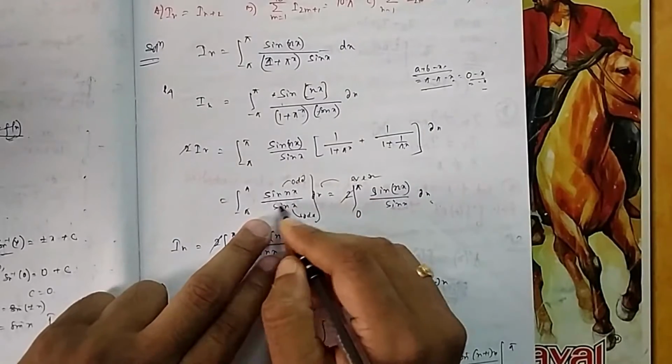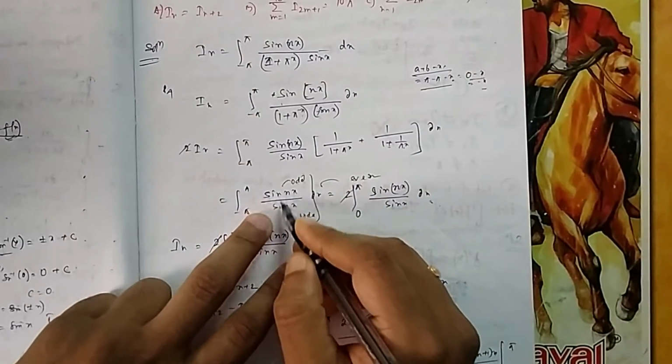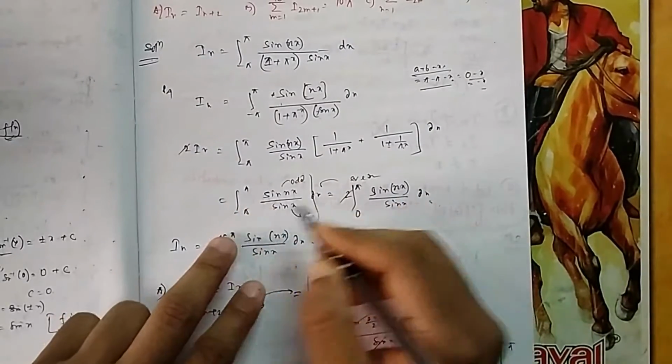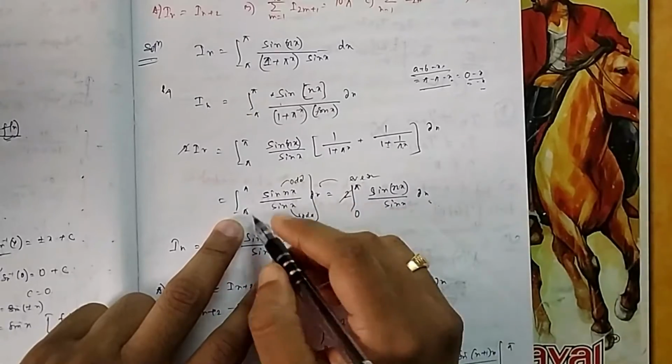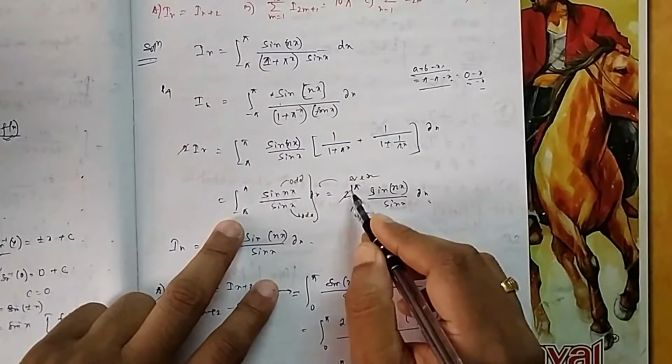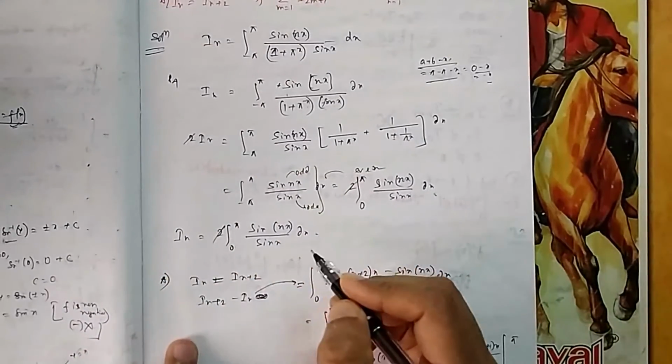The numerator is odd, the denominator is also odd. So if you divide these two, odd by odd, the output will be even. So if it is even, then from the property you can write it as 2 into the integral from 0 to pi. So In will be equal to this one.